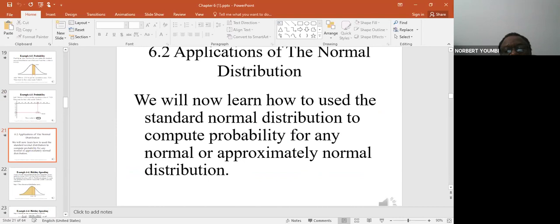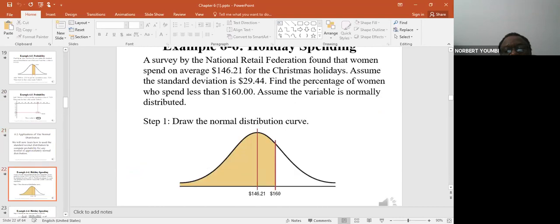So we are going to look at some problems involving the normal distribution now. A survey by the National Retail Federation found that women spend on average $146.21 for the Christmas holidays. Assume the standard deviation is 29.44. Find the percentage of women who spend less than $160. Here we are going to use the Google calculator to find the probability that X is less than 160. Remember at this point that the mean is 146.21 and the standard deviation is 29.44.